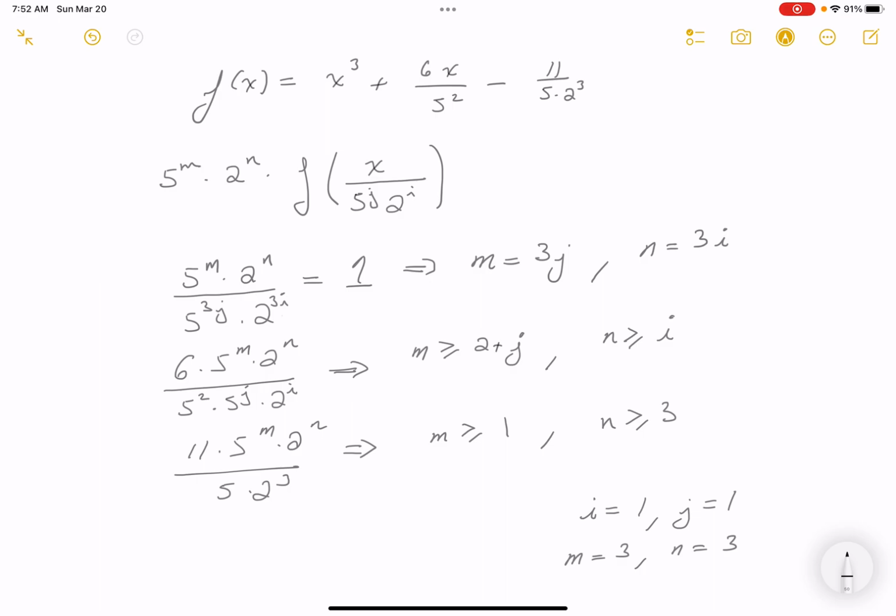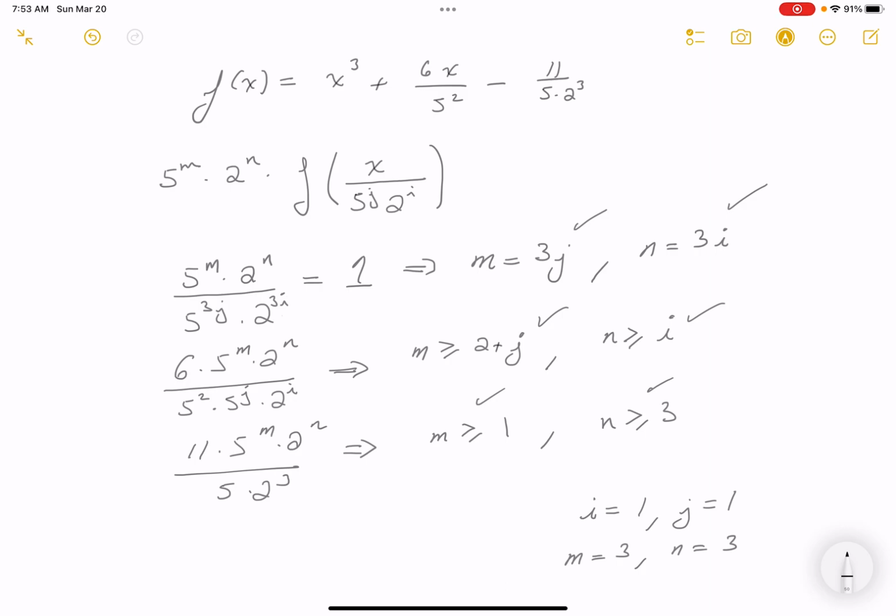All right, let's take a look at it. Certainly this is satisfied, and this is satisfied. Is this satisfied? What's m? m is 3. What's j? 1. And 3 is greater than or equal to 3. How about this one? Is n greater than i? Yes. How about this one? Is m greater than 1? Yes. How about this one? Is n greater than or equal to 3? Yes. So now I have it.